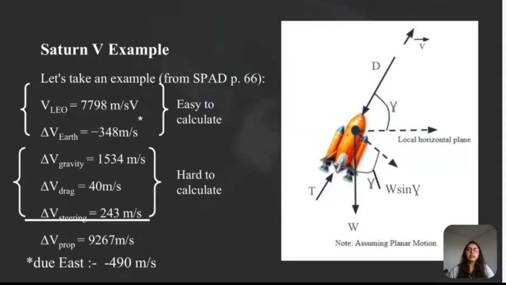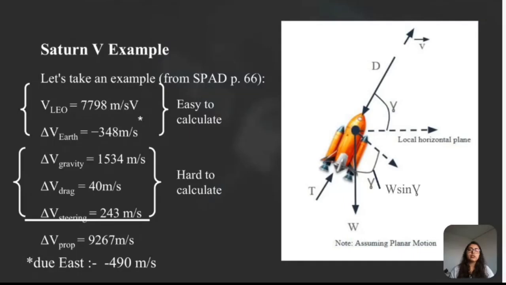Now, here is the Saturn V example again. We are referencing the book Space Propulsion Analysis and Design by Humble, Henry and Larson. The Saturn V's velocity requirements include the desired velocity for low Earth orbit (LEO), that is 7,798 meters per second. The contribution from Earth's rotation is minus 348 meters per second. Gravity losses are 1,534 meters per second. Drag loss is 40 meters per second. Steering loss is 243 meters per second.